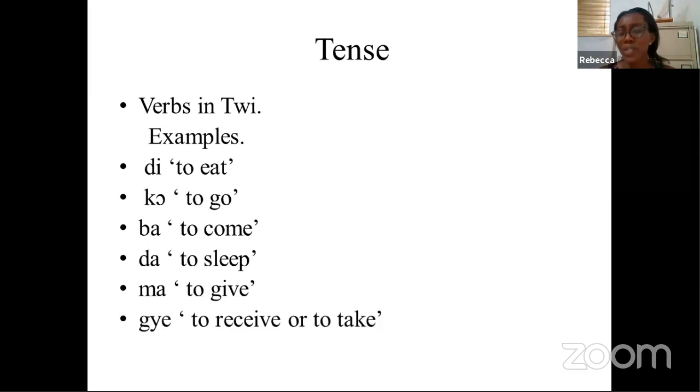But someone will ask, what's the difference between ba and bra? Bra is used for imperative command. So bra is used imperatively, whilst ba is used as the verb. And so the infinitive verb, yes. Now we have da to sleep, ma to give, gye to receive or take. So at the intermediate level, we have to be conversant with some basic verbs, and these are some basic verbs we'll be using in helping us understand the tenses.